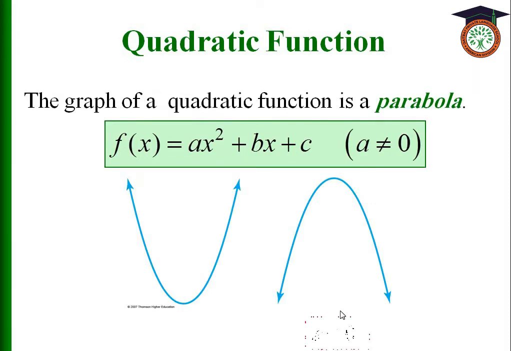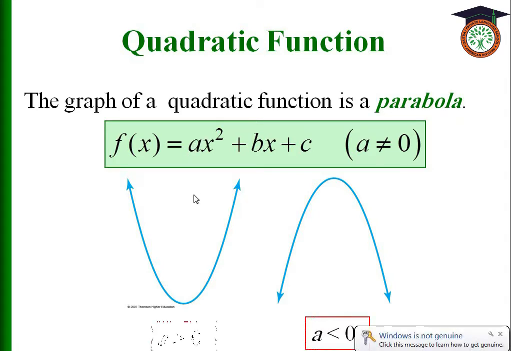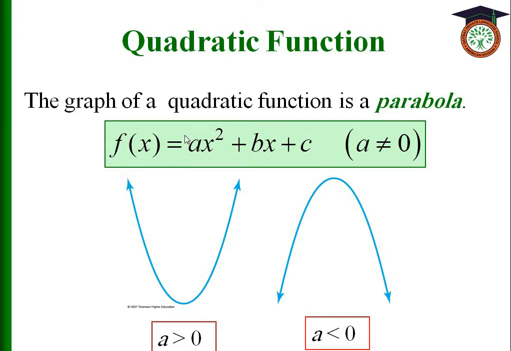The graph of a quadratic function is a parabola that opens upward or downward. According to what? According to the value of a. If the value of a is greater than 0, the parabola is going to open upward, like this one. If the value of a is less than 0, the parabola will open downward, like this one.